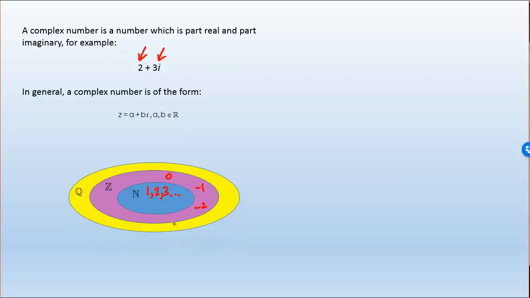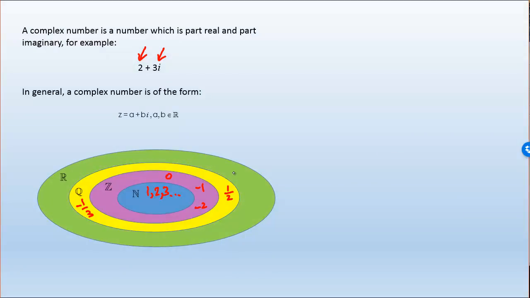Around that is the set of fractions, or rational numbers, given the letter Q, Q for quotient. So that enables us to talk about things like a half, a negative 1/3, and so on.